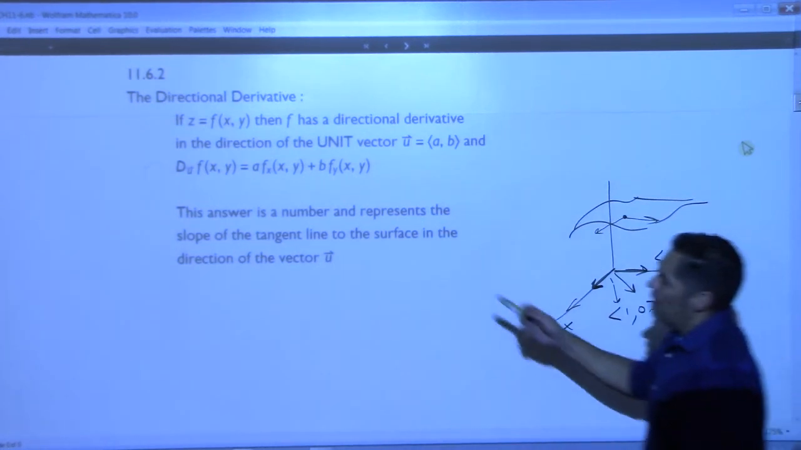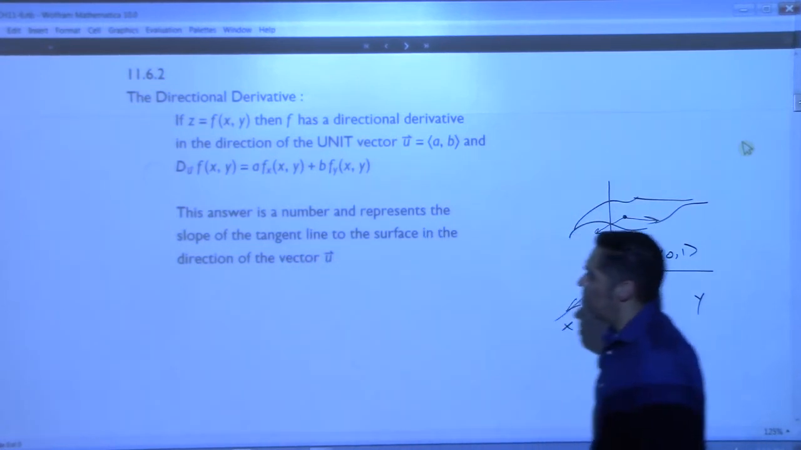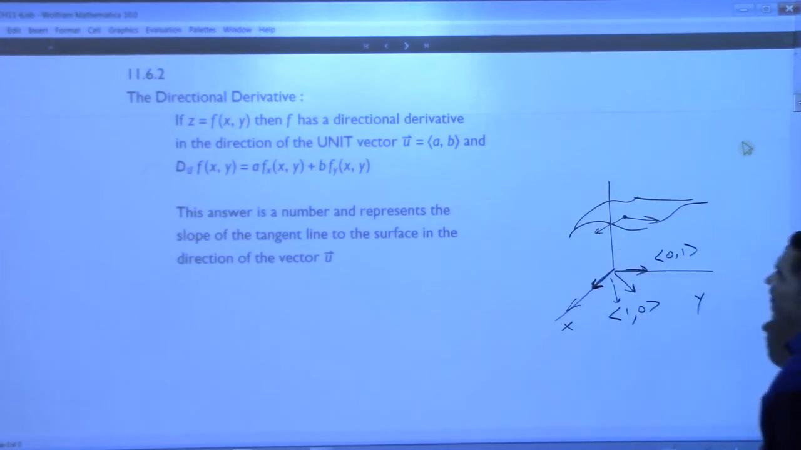The answer that we get from this is a number, and it represents the slope of the tangent line to that surface in the direction of that unit vector. I believe an example is in order.